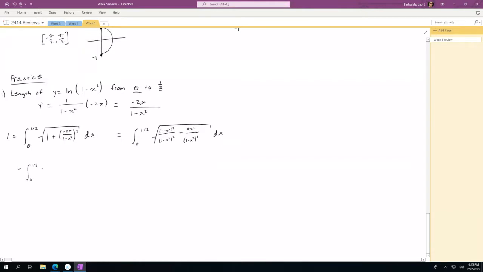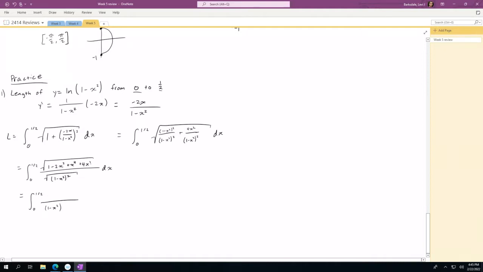This gives us the square root of, on top, if I go ahead and FOIL out my 1 minus x squared squared, this is 1 minus 2x squared plus x to the 4th. And then I also have plus 4x squared. And on the denominator, I have 1 minus x squared squared. Now my squared and my square root here are going to cancel. So on the bottom, I just have 1 minus x squared.